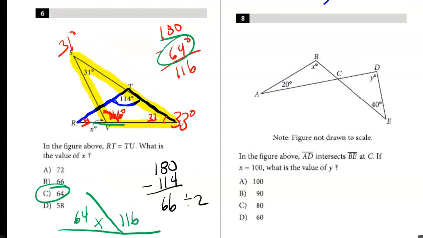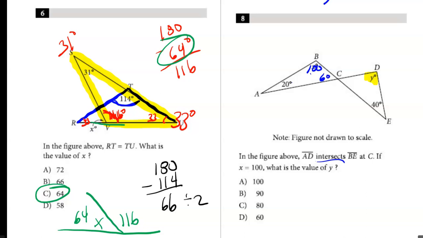All right, number 8. See what we got going on. In the figure above, ADE intersects BE. Intersect doesn't mean anything. It just means it crosses. If x is 100, so x is 100, what is y? All right, so we're trying to figure out what y is over here. Well, I'm going to work on the triangle on the left. I have 100 plus 20 is 120. So to get to 180, that means I'm missing 60 degrees.